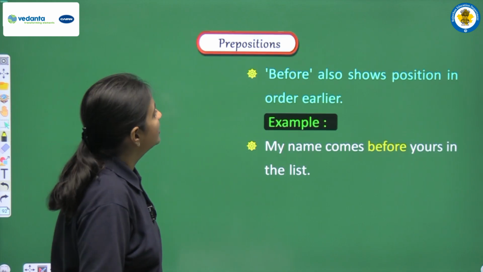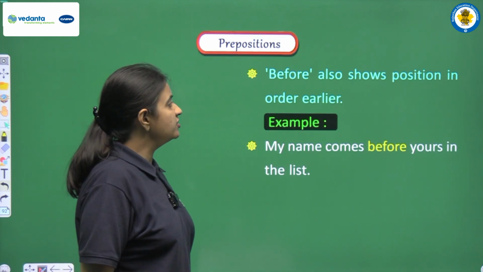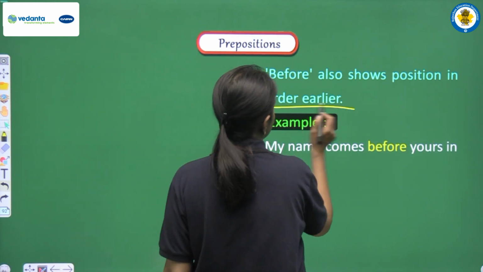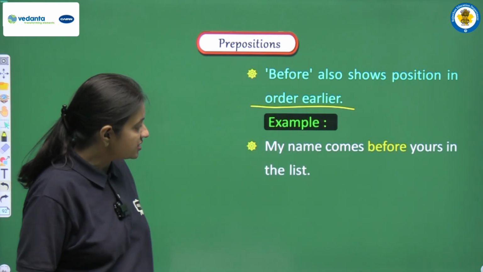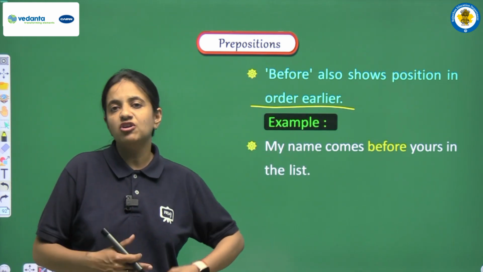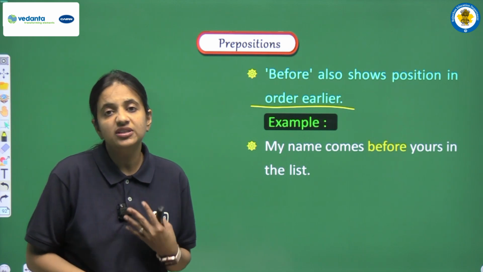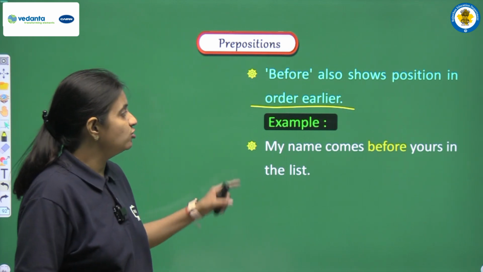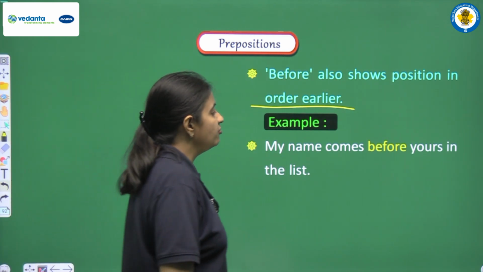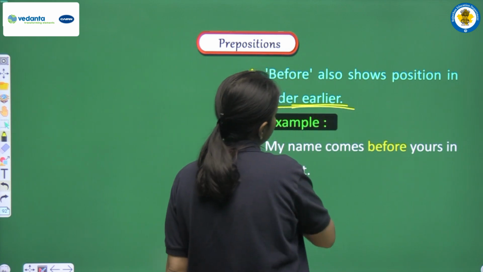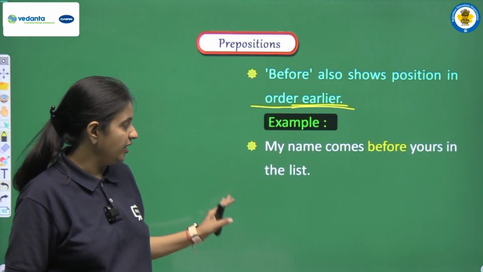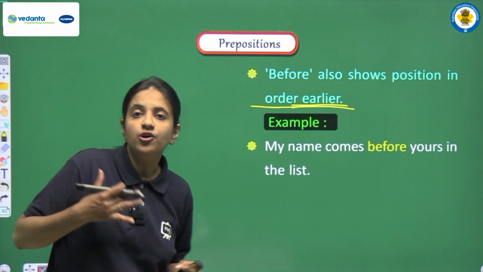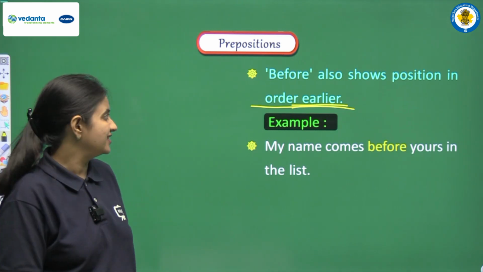Okay. Next, before also shows position in order, earlier. Let's see the example. My name comes before yours in the list. So if you are talking about the order, if you are talking about the sequence, then also we can use before, and then we can show the earlier position, the earlier order with the help of before. Like in this example, we are showing that my name comes before yours in the list.